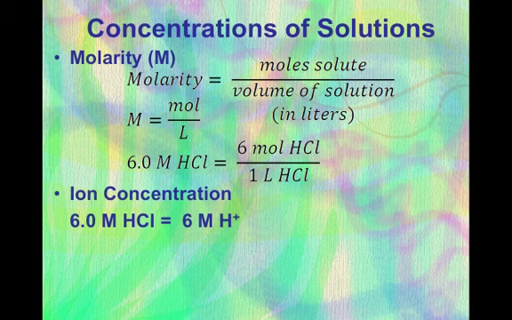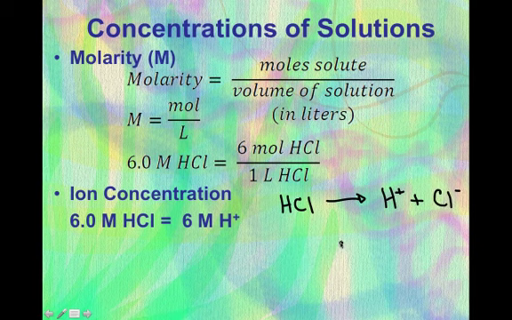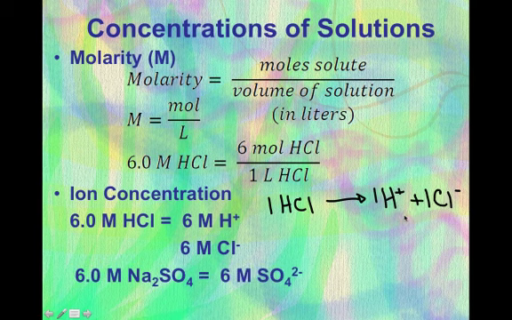So, what's our ion concentration? You see, hydrochloric acid is one of those strong acids, right? And so we're going to have HCl in water break apart into ions. None of them stay together. So we'll get hydrogen ions and chloride ions. For every 1 hydrochloric acid, we get 1 hydrogen and 1 chloride. So our ion concentration then is, for every 6 molar HCl, we get 6 molar hydrogen ions and 6 molar chloride ions. That seems pretty logical, but let's do another one that's a little trickier.